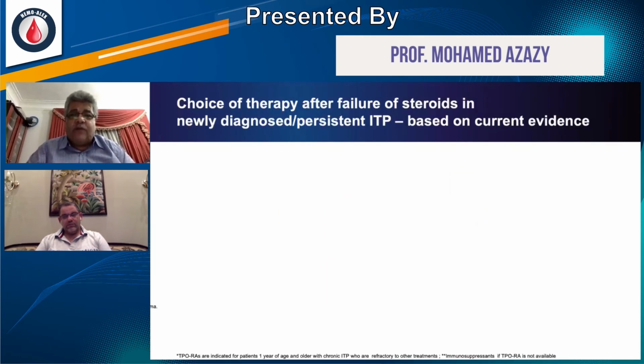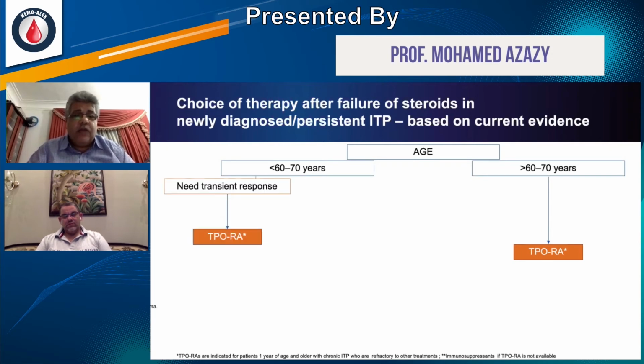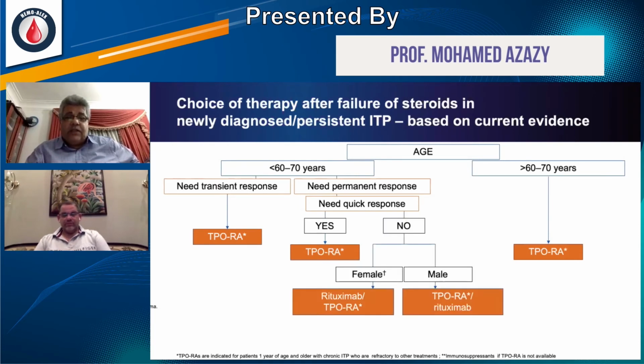Choice of therapy after failure of steroid in newly diagnosed or persistent ITP, based on the current evidence and age: more than 60 to 70 years, go for TPO and no need for splenectomy. Less than 60 to 70 years, those patients need a transient response, bridge the response for another line of treatment, TPO. Need permanent response, need quick response, other things to be asked. Yes, if the patient needs a quick response because he's having a fracture or a cerebral hemorrhage, then as Professor Mervat mentioned, the drug that will work as an emergency should be considered.